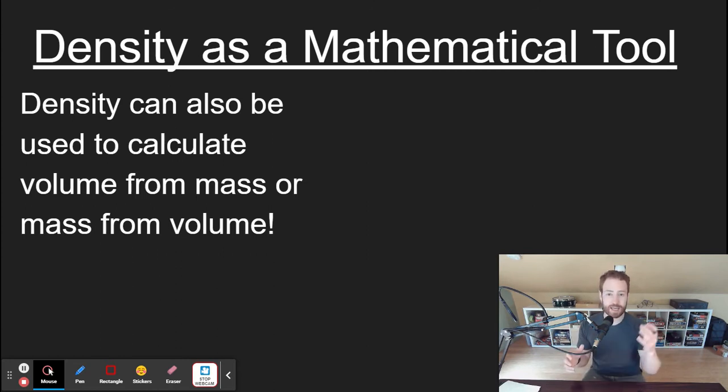So if you know density and mass, you could calculate volume. If you know density and volume, you can calculate mass. You can use that same equation to solve for any one of those 3 variables as long as you know the other 2.